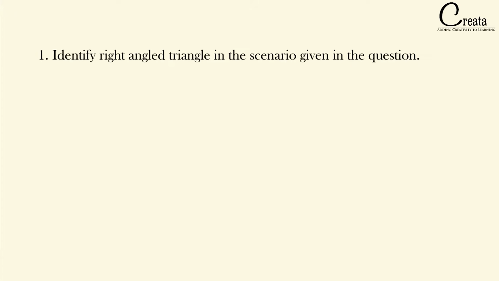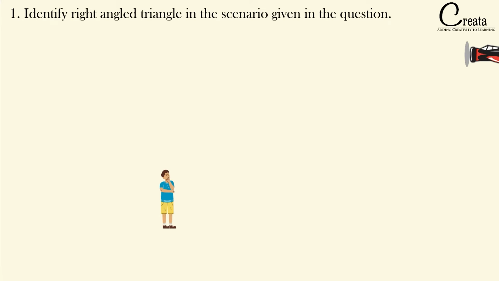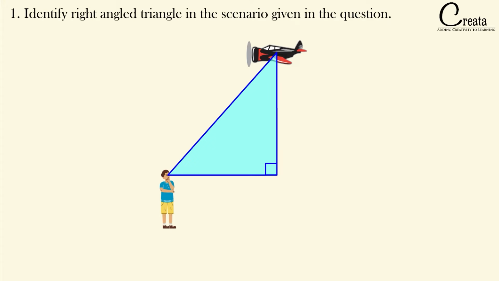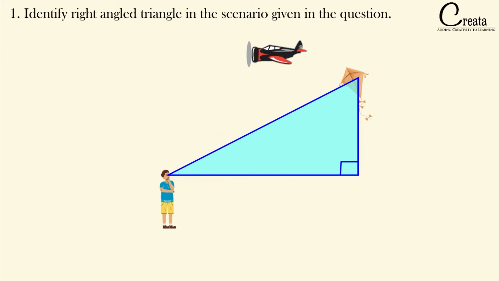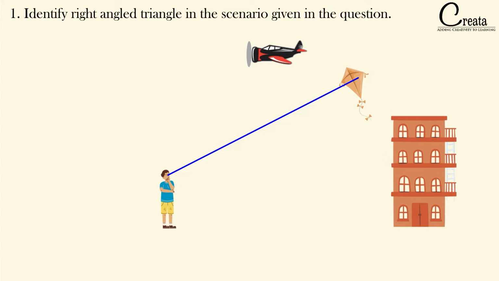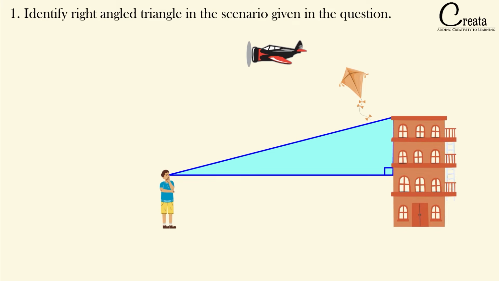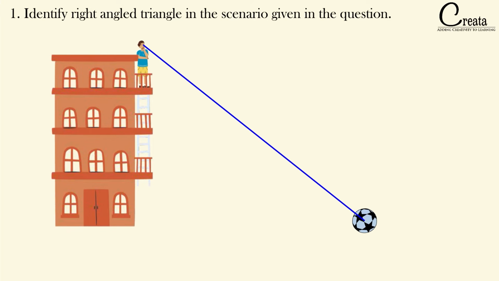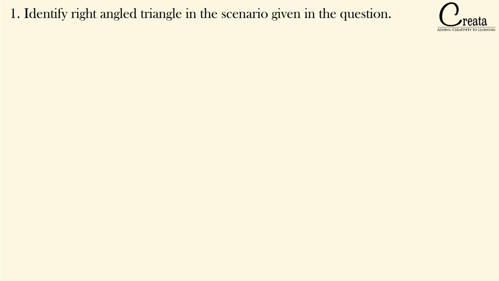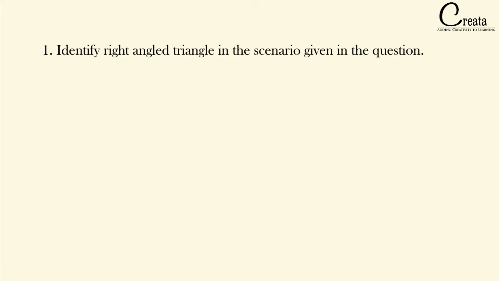This is most important, and as we take different questions you will understand how to take out the different right angle triangles out of the given scenario or out of the given question. This is very important and also very interesting. You will love this. For example, we have a plane in the sky, so this is the imaginary right angle triangle. This person is now seeing a kite, so now this is the right angle triangle. This person is seeing the top of the building, so now this is the right angle triangle. This person is seeing the football on the ground, so this is the right angle triangle. Got it? This is the first step. You have to identify the right angle triangle out of the given scenario or the given question.